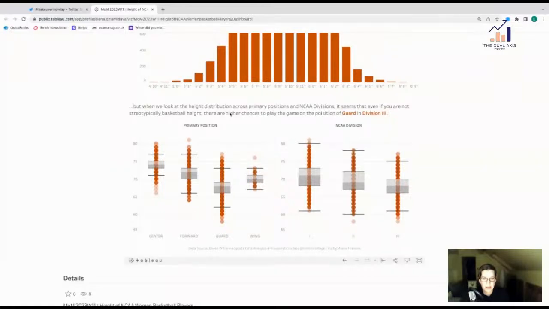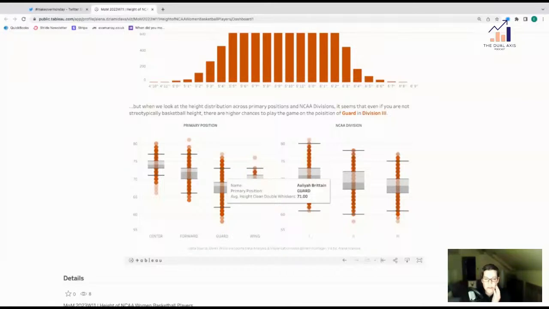So when we look at the height distribution across primary positions, so that's center, forward, guard, and wing, and divisions 1, 2, 3, it seems that even if you're not stereotypically basketball height, or maybe the ideal height, there are higher chances to play the game on the position of guard in Division 3. Okay. So how do I know that? How do I support this claim with those charts? I don't quite see the connection.